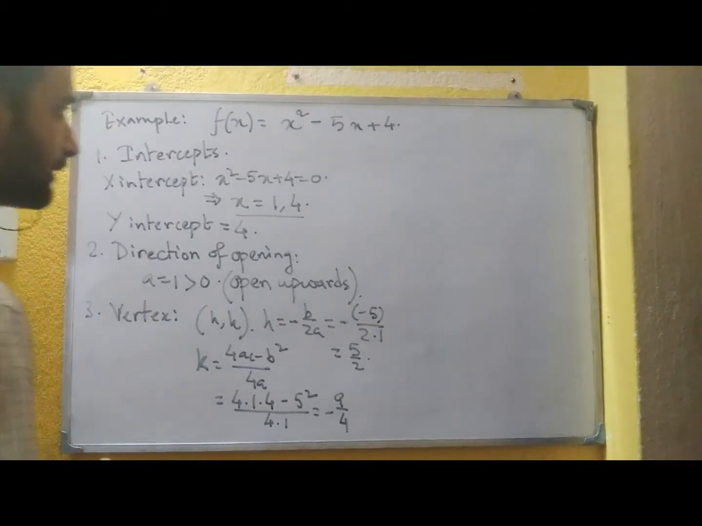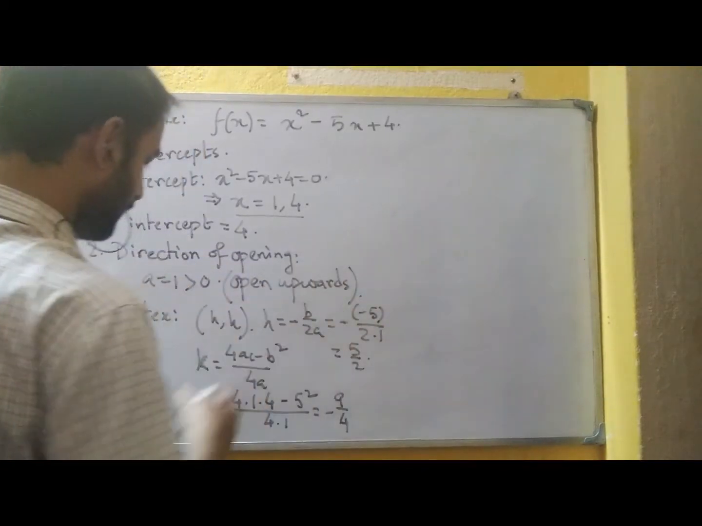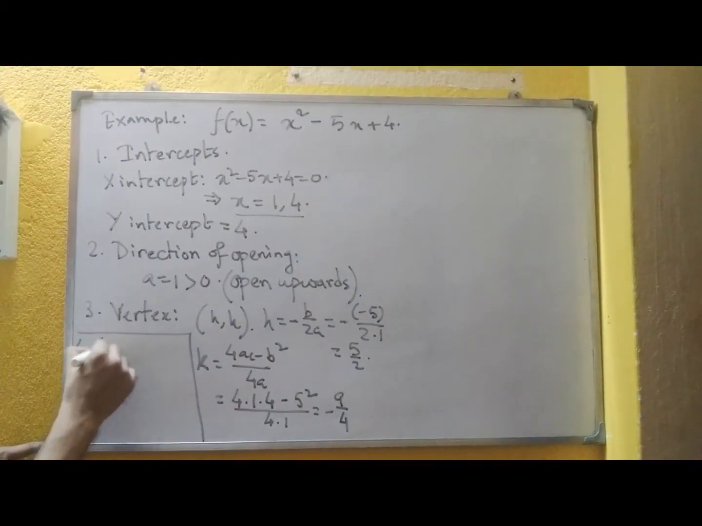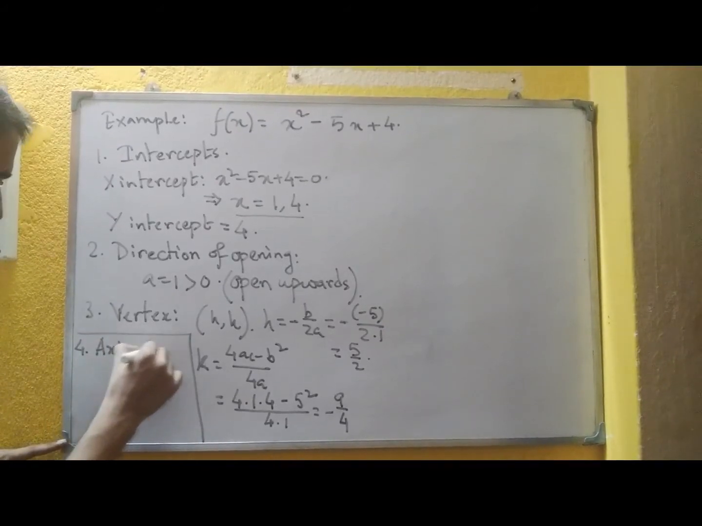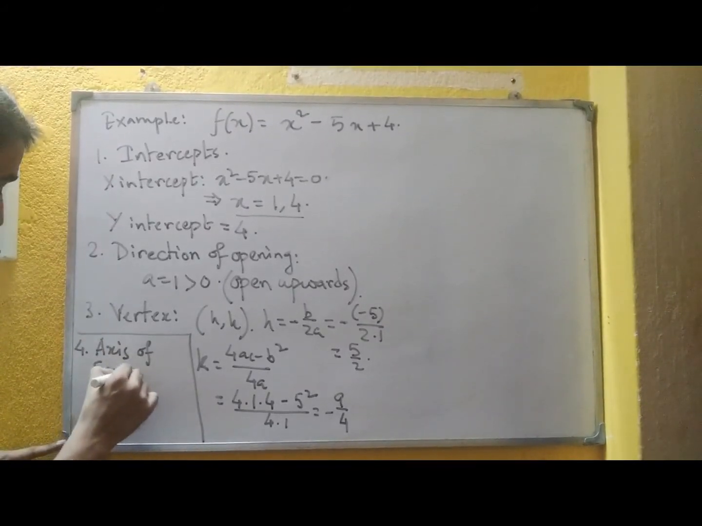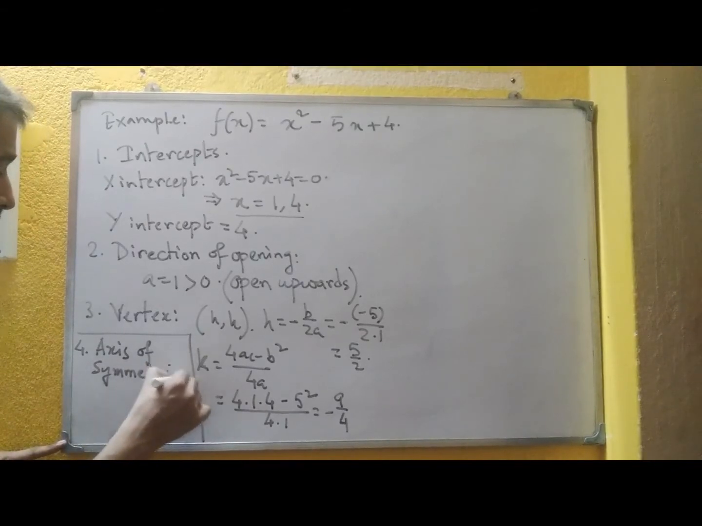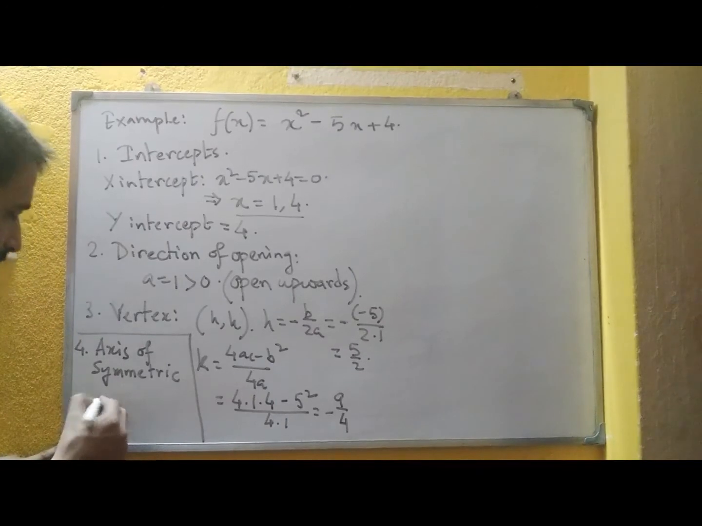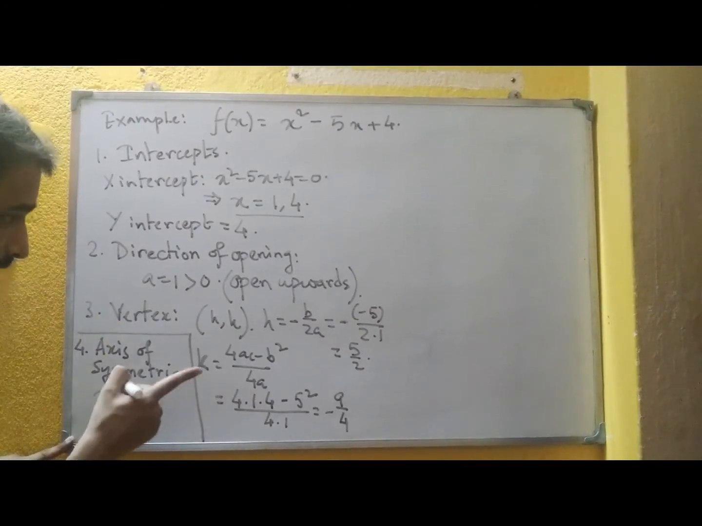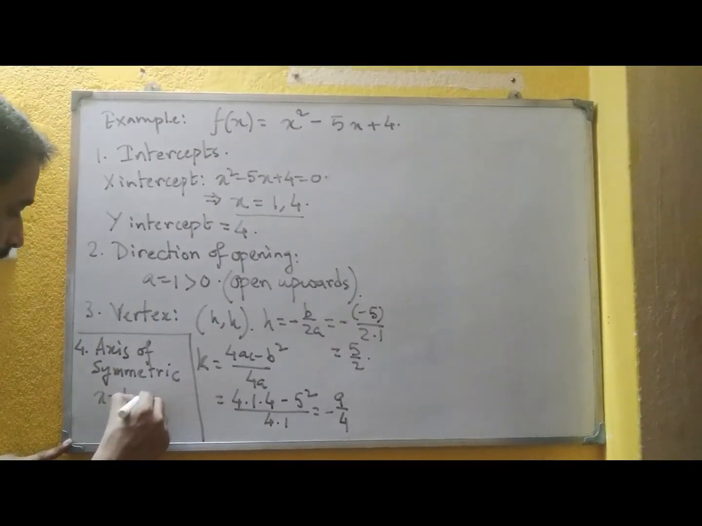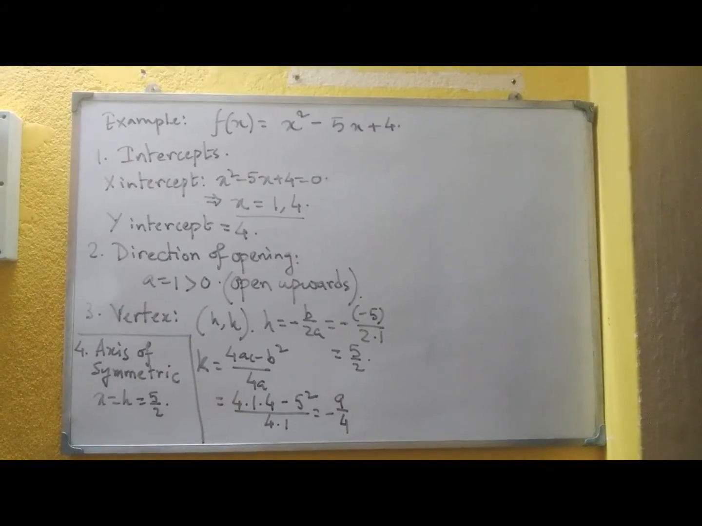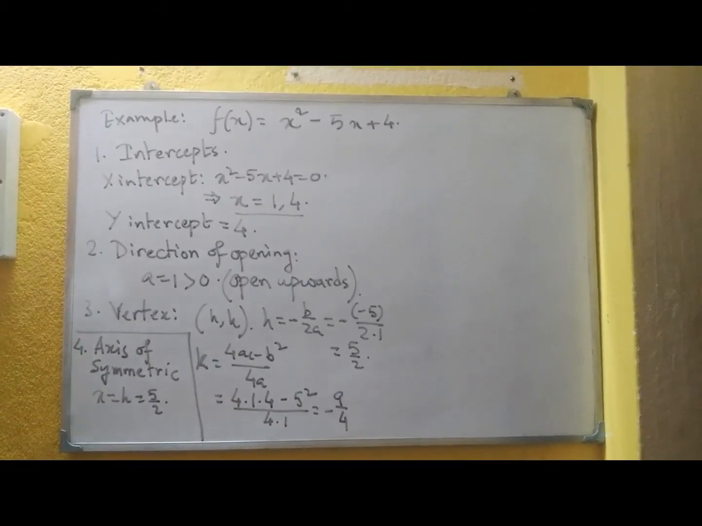And the last thing is the axis of symmetry. Let me do it here, because in the left hand side I will draw the graph. And we know that the axis of symmetry is x equals h. As h is 5 by 2, we can say x equals 5 by 2 is the axis of symmetry. It will go through the vertex and it will be parallel to the y-axis.